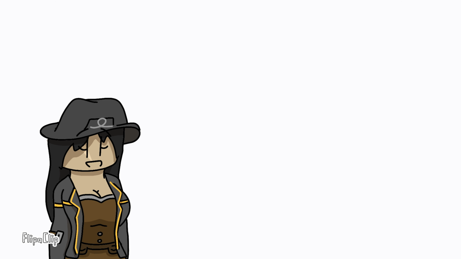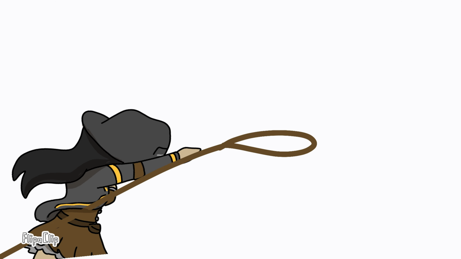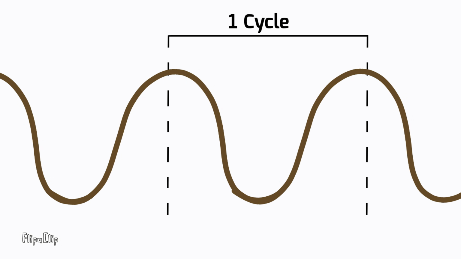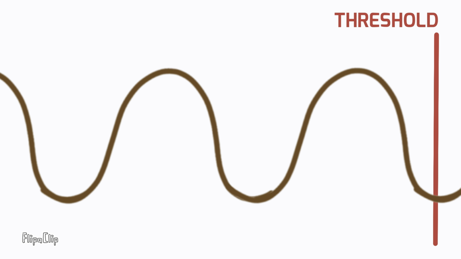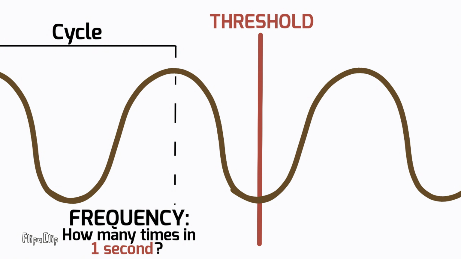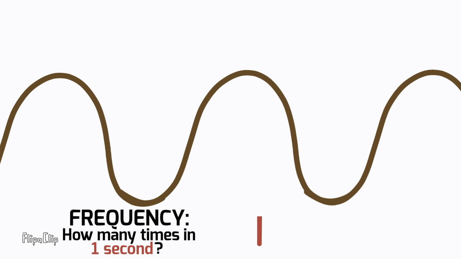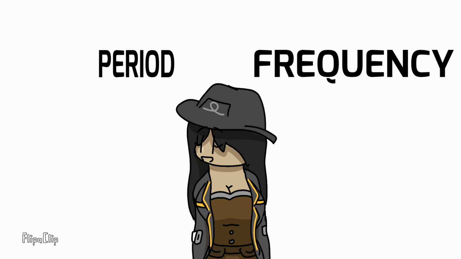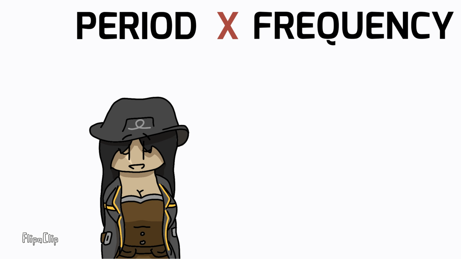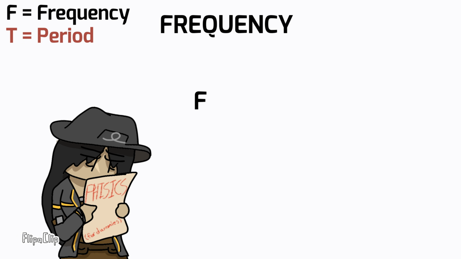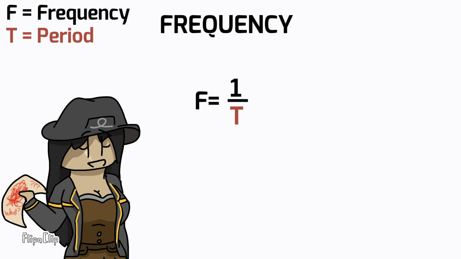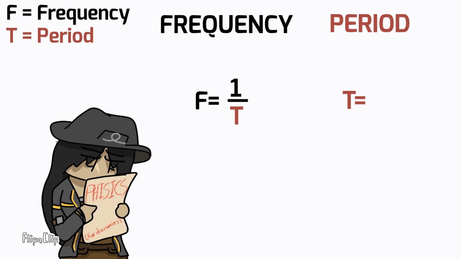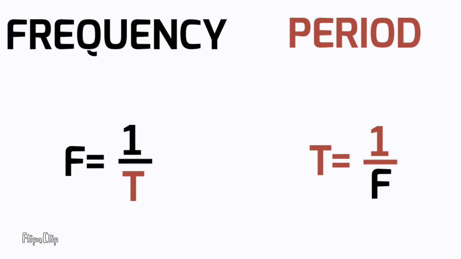Now that you know what waves are, you also need to understand the math behind it. Using my lasso as an example, this is 1 cycle. The amount of times a wave passes through this marker in 1 second is called frequency. And the amount of time it takes for 1 cycle to pass through is called the period. Both the frequency and the period of a wave are inversely related, which means this equation for frequency, f equals 1 over t, can also be switched around to be the equation for period, t equals 1 over f. This also means that if the frequency increases, the period decreases, since it's an inverse, and vice versa.